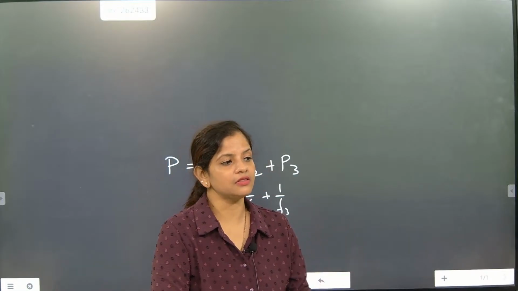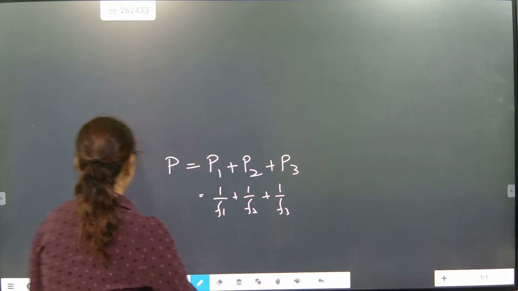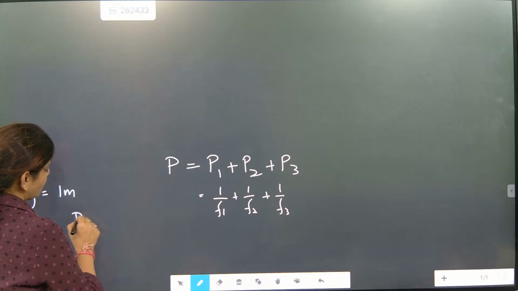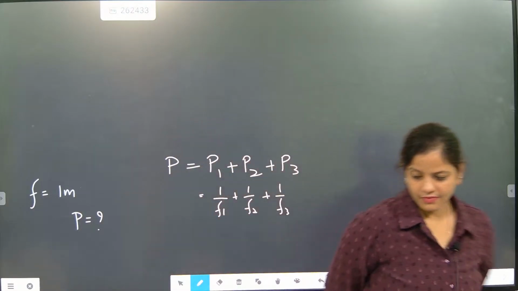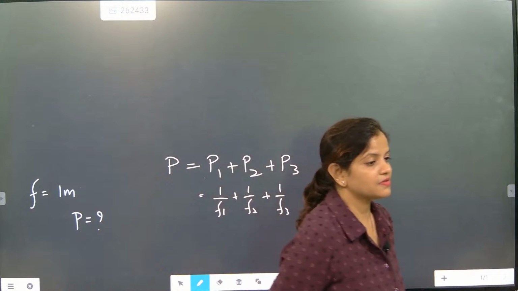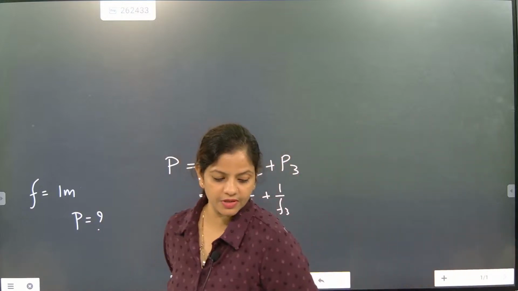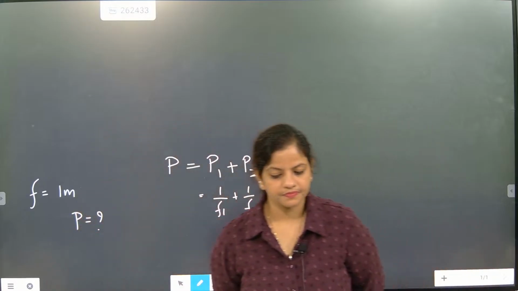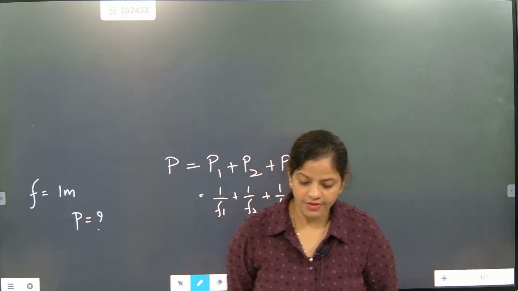If the focal length of a lens is 1 meter, what is the power of the lens? Everyone start answering. This is a very zero level question I have asked. 1 plus or minus 1 by meter is diopter. Okay. 1 by meter is diopter. Ma'am, 1 diopter plus or minus 1, because we don't know whether it is convex or concave. Yes, that will be the truth part.